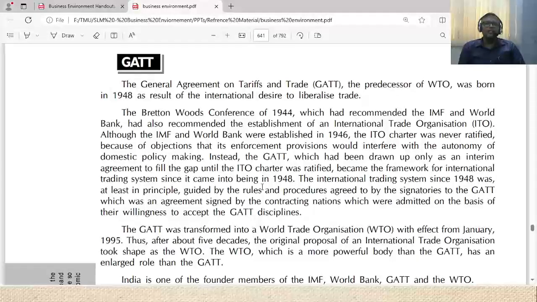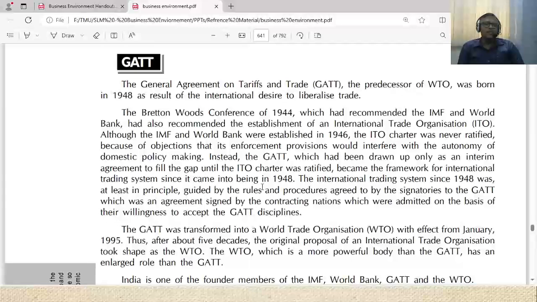Instead, the GATT, which had been drawn up only as an interim agreement to fill the gap until the ITO Charter was ratified, became the framework of the international trading system since it came into being in 1948. The international trading system since 1948 was, at least in principle, guided by the rules and procedures agreed to by the signatories to the GATT, which was an agreement signed by the contracting nations, which were admitted on the basis of their willingness to accept the GATT discipline.